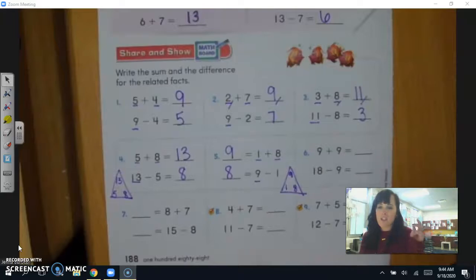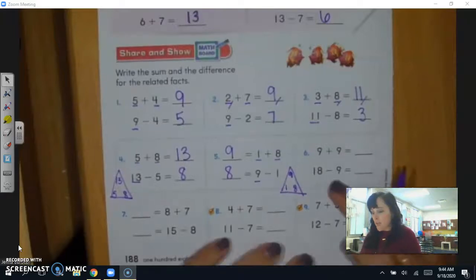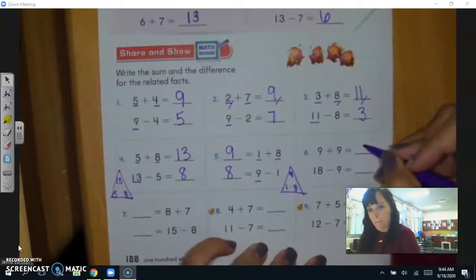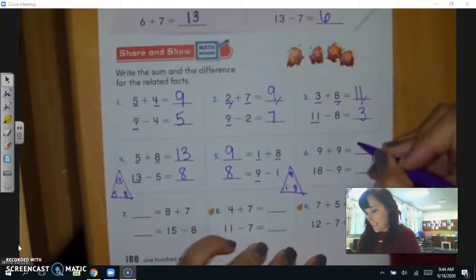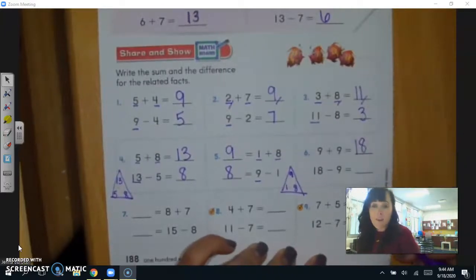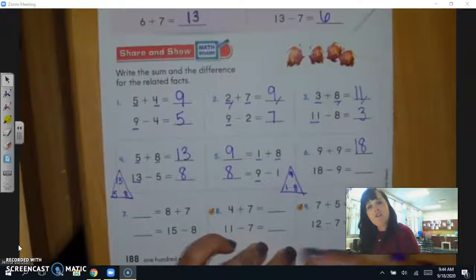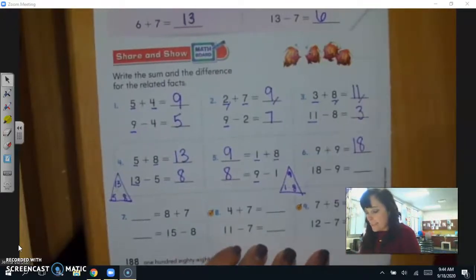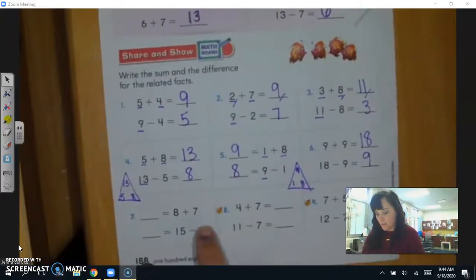So for these next couple, I'm just going to go through them pretty quickly, okay? 9 plus 9 equals, solve it, 18. If you want to at this point pause the video and then check your work afterwards, that's okay. 18 minus 9 equals 9.